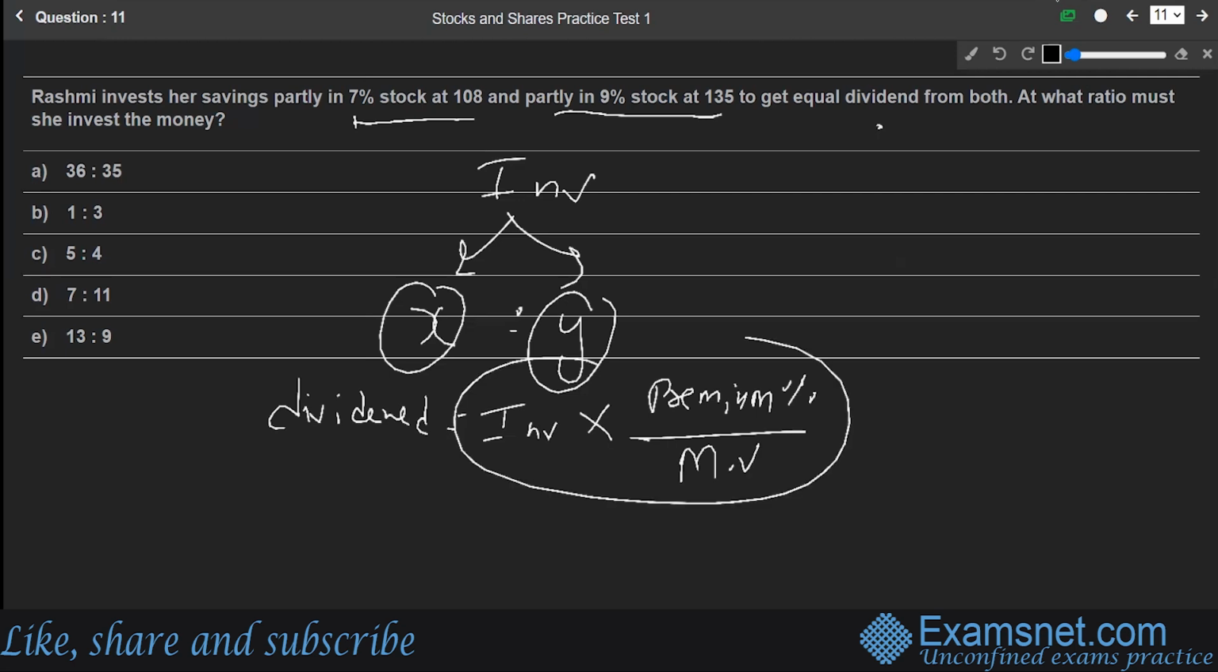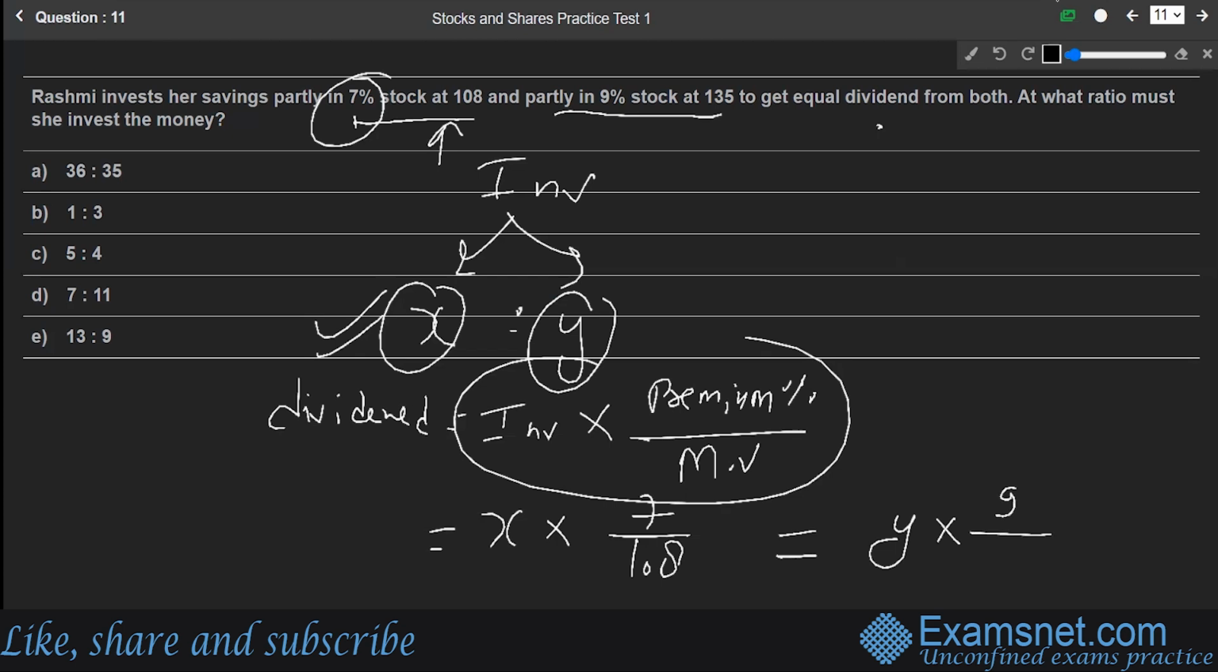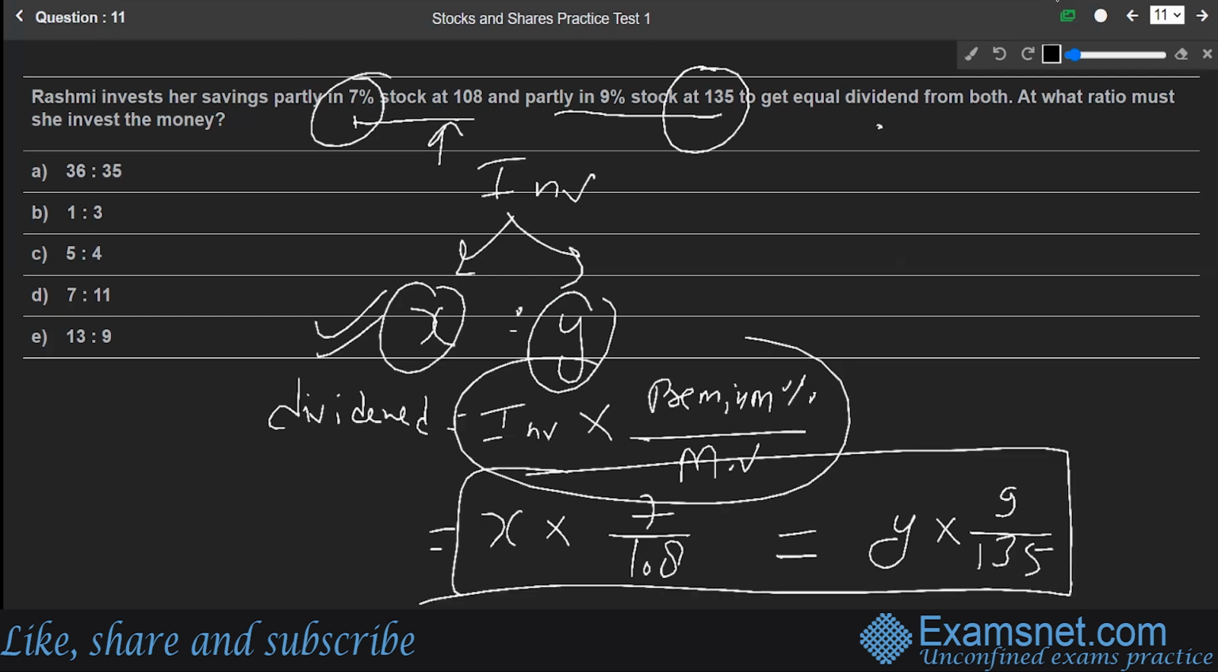So let us put it for both the cases. For the first case, investment is assumed to be x. So x into the dividend percentage, 7%. Each share is giving you 7% dividend, divided by the market value of the stock, which is 108. So this is the first part of the dividend, and the second part of the dividend, which is to be equal, is the investment in the other part, y, into the stock percentage 9, divided by the market value of the second part, 135. So clearly we can solve this equation to give you x is to y.